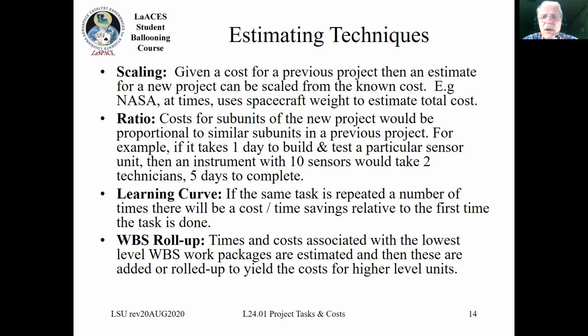Ratio. This is something where you can estimate for multiple entities of the same product. So if it takes 1 day to build this particular sensor unit, then if you have 10 sensors, that'll take you 10 days. Or if you have 2 people, then it'll take you 5 days for those 2 people to do it. So you can do that ratio type thing.